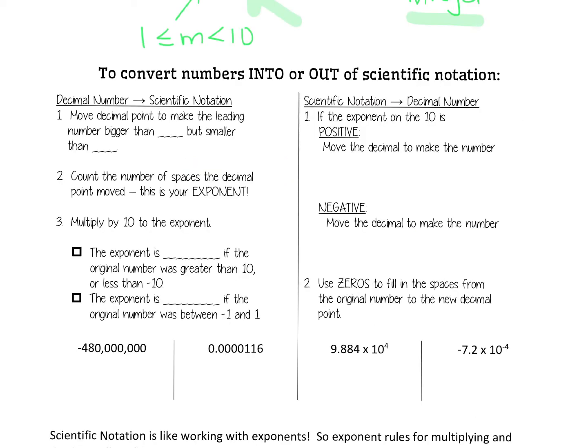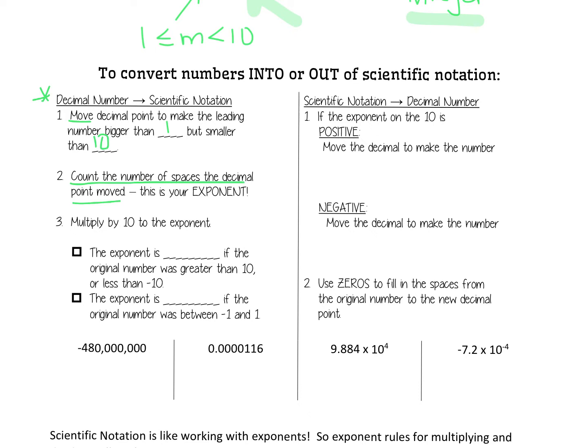Hopefully you remember this from science class in the past couple years. Working with scientific notation, if we're going to start with a decimal number, just a standard number, and convert it to scientific notation, we have to start by finding the decimal point, and moving that decimal point to make that leading number bigger than 1, but again, smaller than 10. Then we count the number of spaces the decimal point moved.